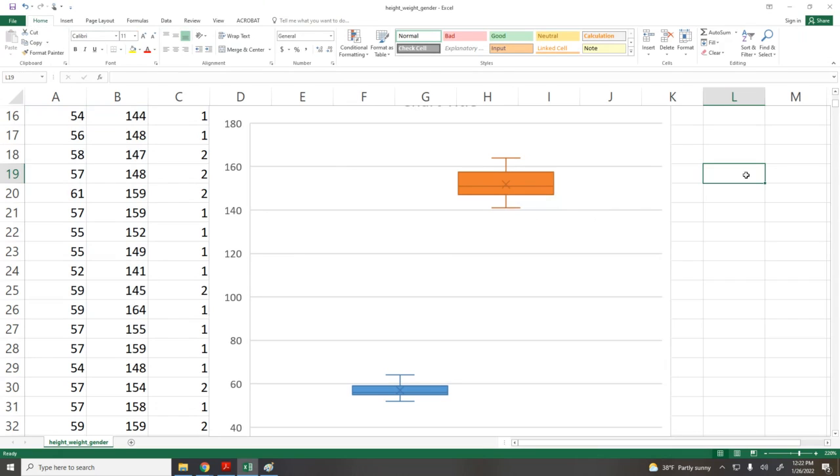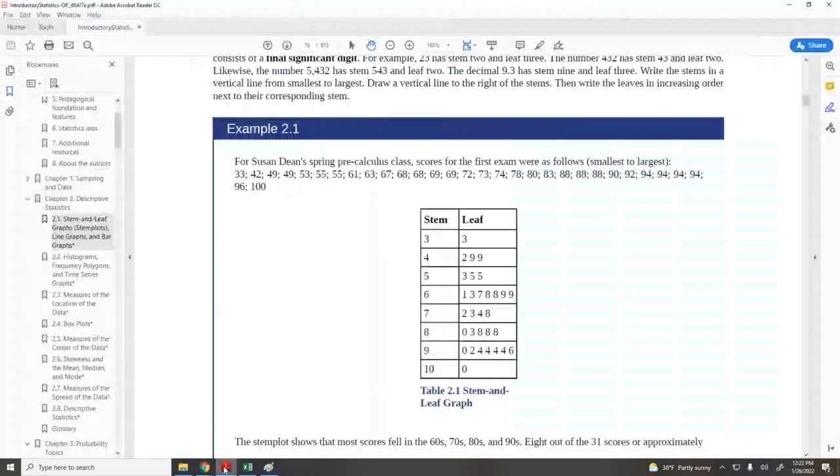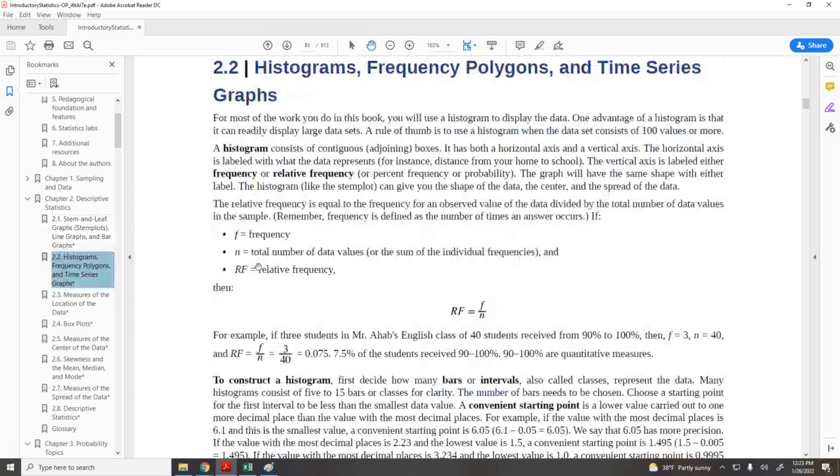Okay, any questions until now? All right, so we have covered stem and leaf graph, line graphs, bar graphs, box plot in both Microsoft Excel and GeoGebra. Okay, now let us go for histograms, frequency polygons, and time series graphs. Okay, time series, I think we have already discussed that, but we will move on further. So let's go for histograms and polygons.